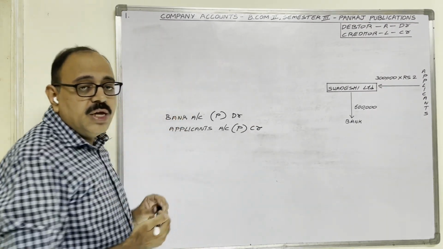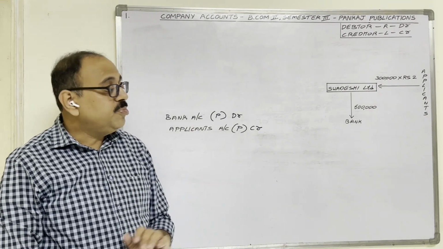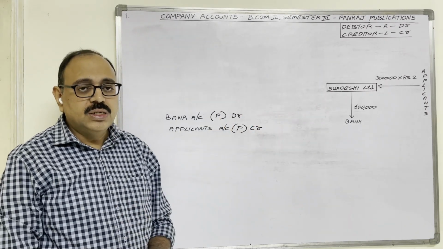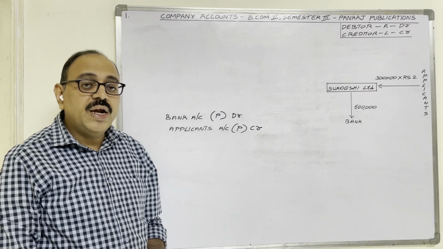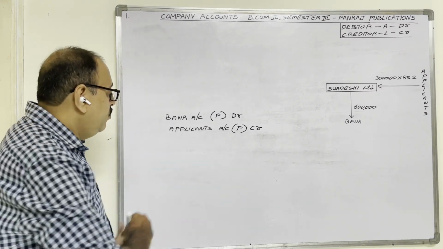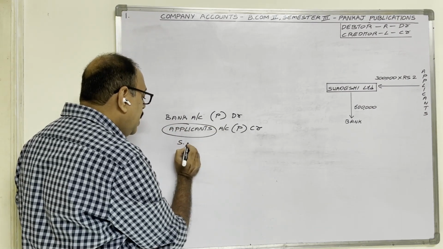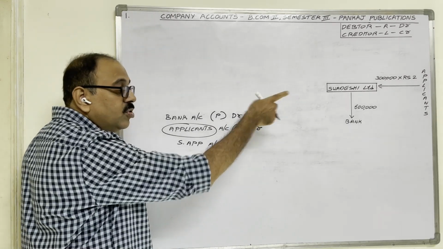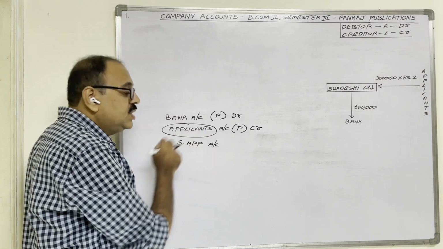But the problem here is that applicants' names we cannot write in the books. For example, 3 lakh shares are applied by 20,000 applicants. We cannot write 20,000 names here, no? So instead of writing applicants' names, we will write only one word, that is share application account, because they paid this amount towards application only. Share application account is also a personal account.